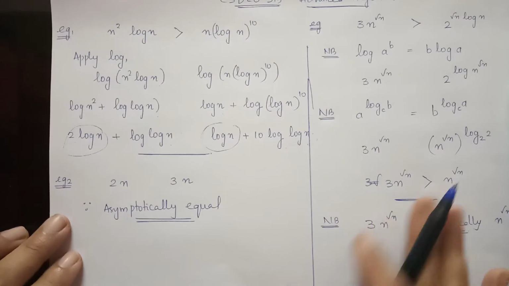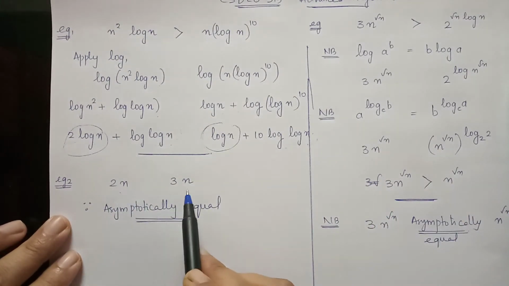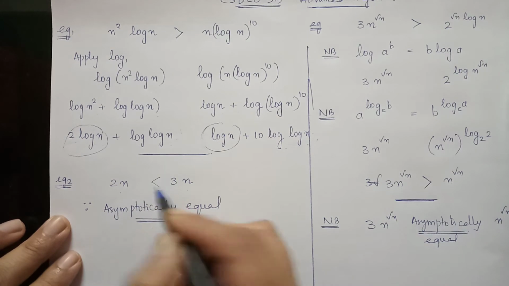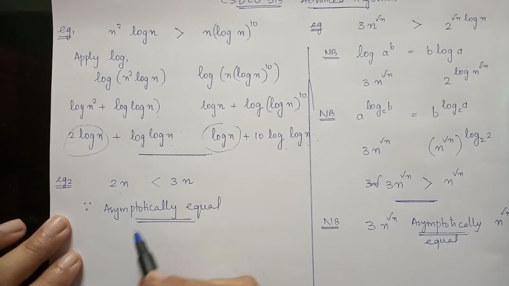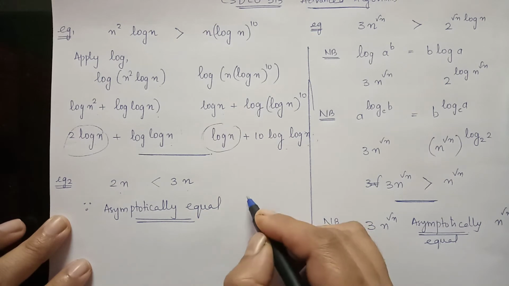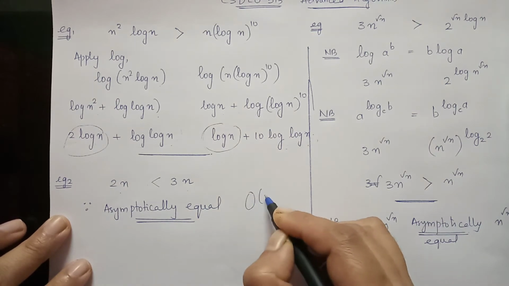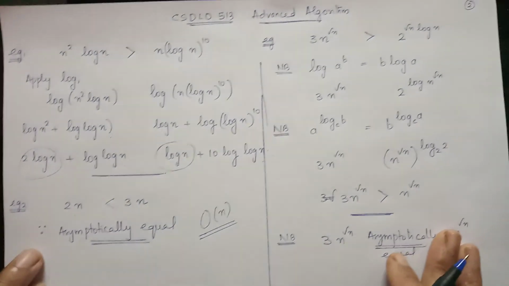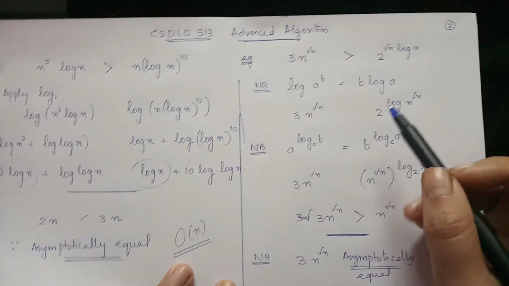Now coming to the next one, 2n and 3n. When we look into the values, we can say that 3n is larger than 2n, but they are asymptotically equal, saying that both of them have an upper bound of order of n.